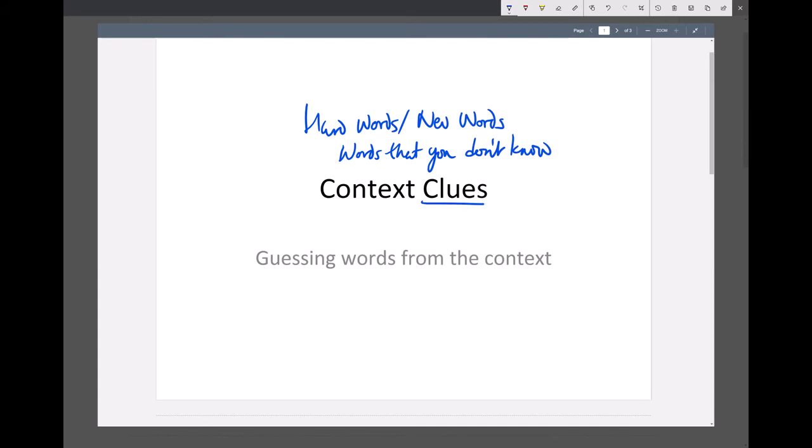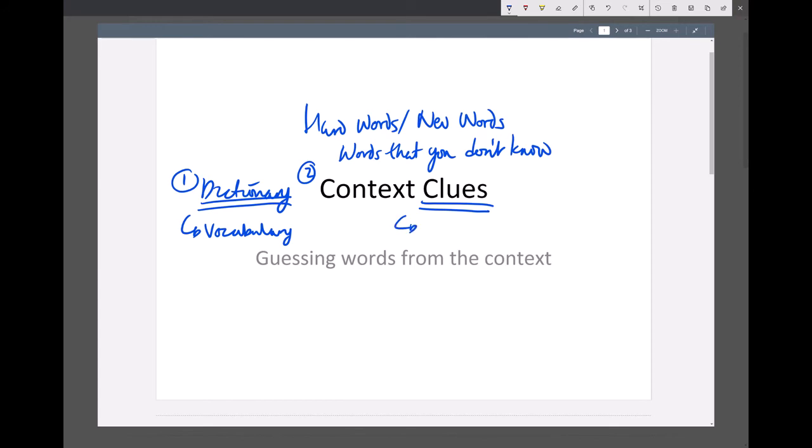So there are two ways to go about this. One is to use a dictionary, and you can do this anytime. It's very good. You can use it to build your vocabulary. Another way, though, that we're going to talk about today is using context clues.